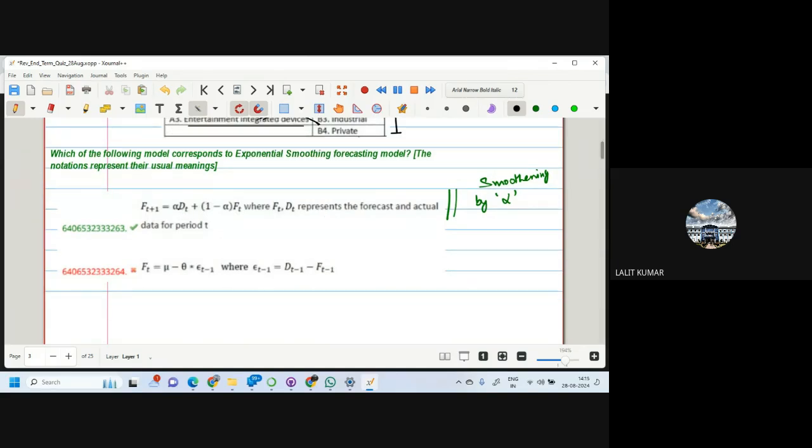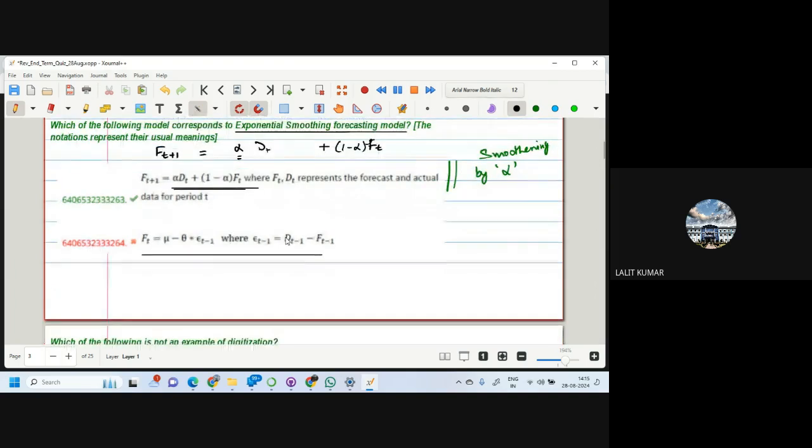This next question is directly from theory. Which of the following models corresponds to the exponential smoothing forecasting model? We have actual demand and then we forecast. So we have Ft and we are doing the forecast for Ft plus one. This one is the correct answer. It smoothens the forecast by using alpha, and here we use 1 minus alpha. If you see the other options, there is no alpha there. So this is just a tip or a hint on how to find the answer for this.